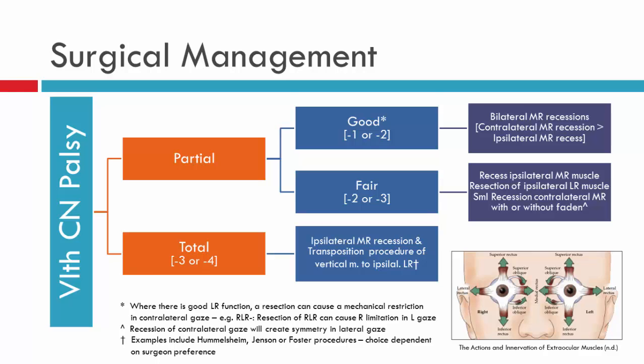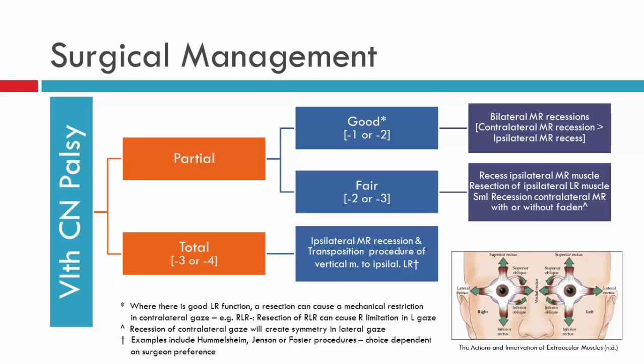Where you have good function of the lateral rectus, it is best to avoid resecting the lateral rectus, so strengthening the lateral rectus that's palsied. The reason is that if you resect it, you can create a mechanical restriction in the opposing direction. As an example, if you were to operate on the right lateral rectus and that was palsied, but it has good function, then as the patient adducts their right eye, you could find a limitation in right gaze.